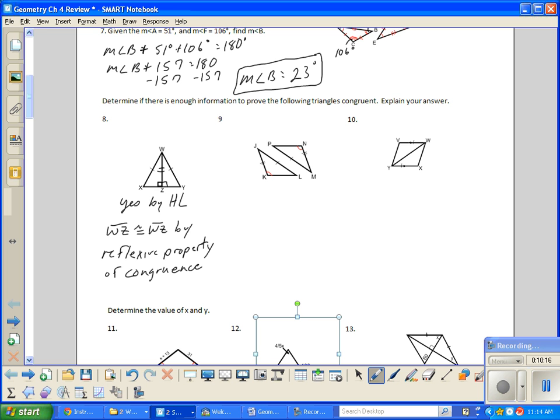And number 9, we got 2 different sides marked congruent and 1 angle, but that angle is not between the 2 sides, and the only postulate or theorem that we have that we can prove by 2 sides and an angle is side angle side, which requires the angle to be between the 2 sides. And based on the information we have, we don't have any way to prove that anything else is congruent besides the 3 things that they gave us. So this one's going to be a not enough info.